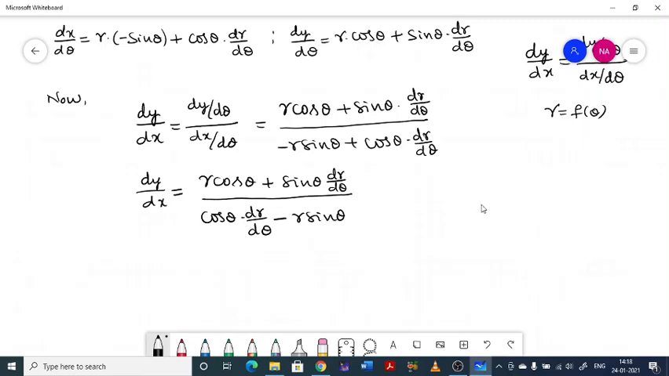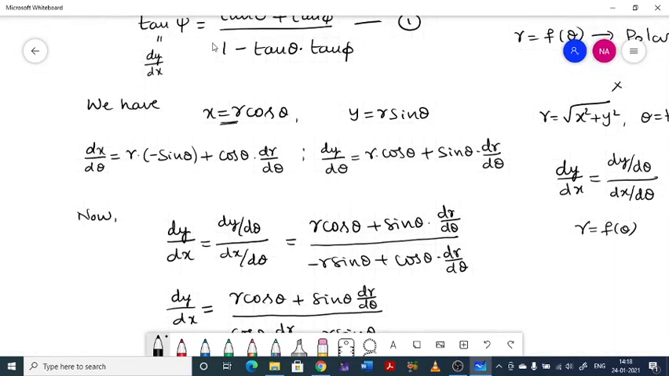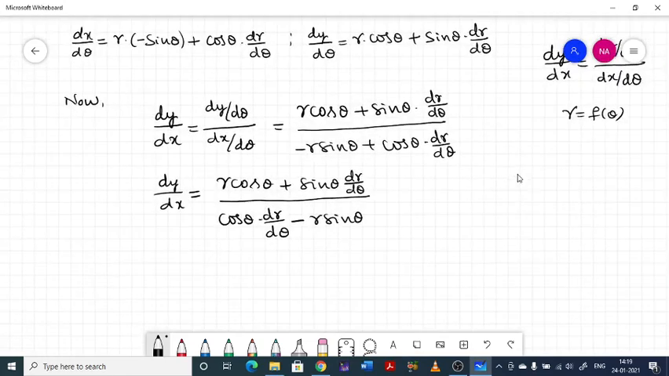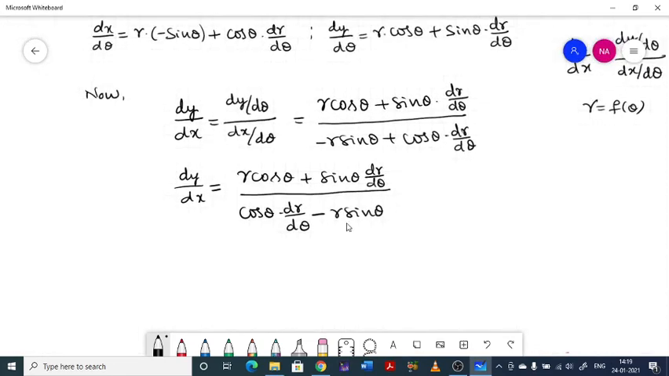Now compare this right hand term with this one. So I have 1 here, 1 minus something, but here I have cos theta into dr by d theta minus something. So divide both numerator and denominator by cos theta into dr by d theta. So dividing, you get dy by dx equal to r cos theta divided by cos theta dr by d theta. So cos theta gets cancelled. We will be getting r divided by dr by d theta.